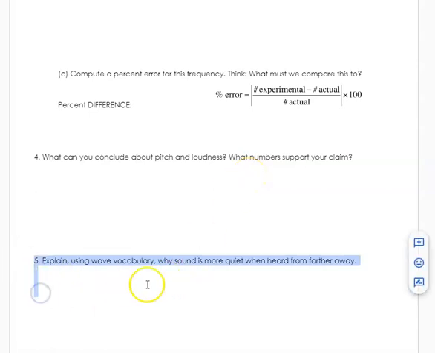Now, number 5, quietness of a sound from far away. Here's my major hint for number 5. A lot of you, when you figured out how to get a loud sound, realized you needed to bring the tuning fork closer. If you wanted a really quiet, low amplitude, you could bring it farther away, and the sound wave appeared much more quiet, more low-key, lower energy. So it's a very simple answer, but make sure you use wave vocabulary.